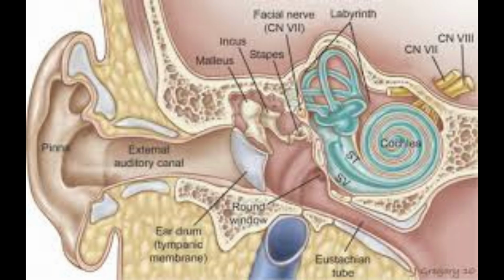The external auditory canal. The external auditory canal is a passageway that leads from the outside of the head to the tympanic membrane, or eardrum membrane, of each ear. The structure of the external auditory canal is the same in all mammals.